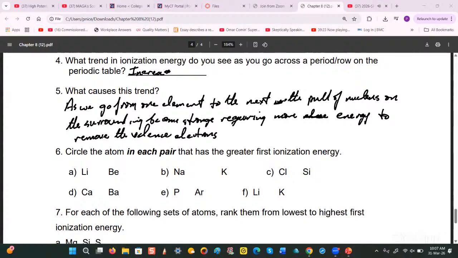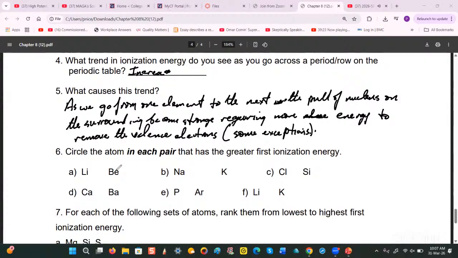Now, there are some exceptions to this particular trend. I won't go into it right now, but I'm quite sure I discussed it in the video, so you may want to rewatch those videos. If I remember correctly, the exception has to do with going from beryllium to boron and from nitrogen to oxygen. There's a slight decrease in ionization energy there. But I'm going to leave you to watch the videos or read the textbook, and if you have any questions about that, you can contact me and I'm more than willing to discuss that.